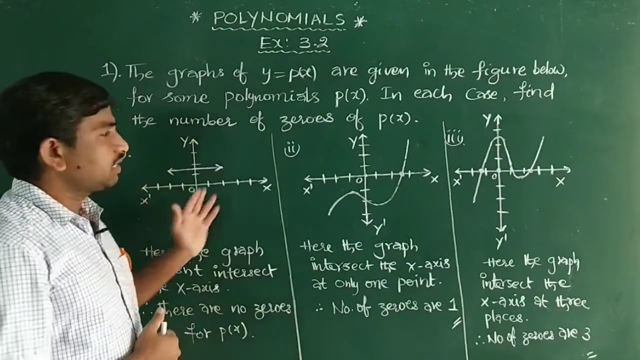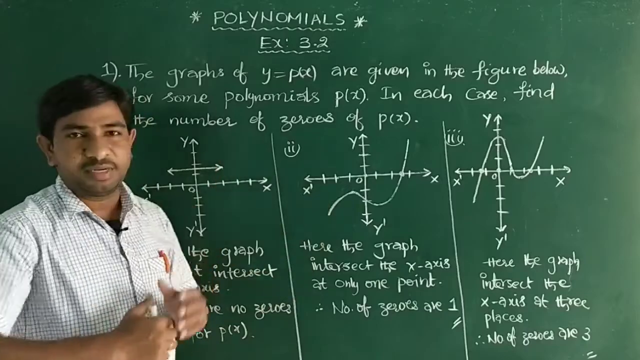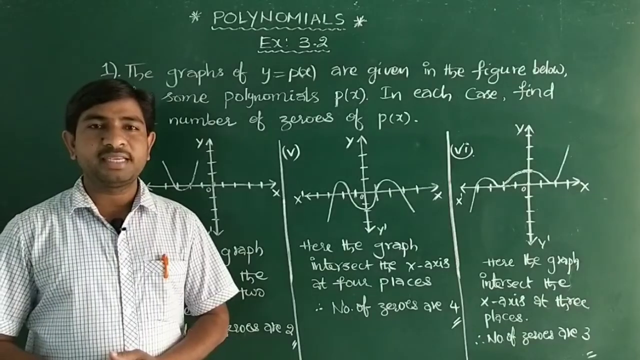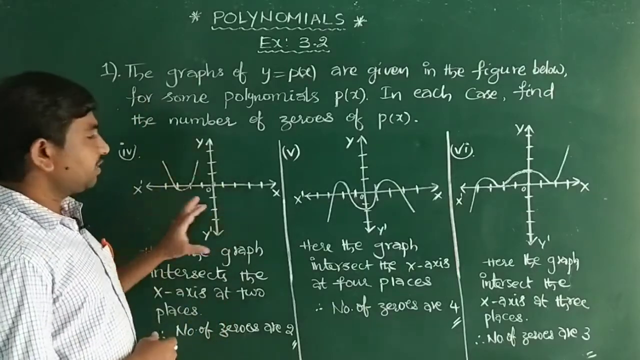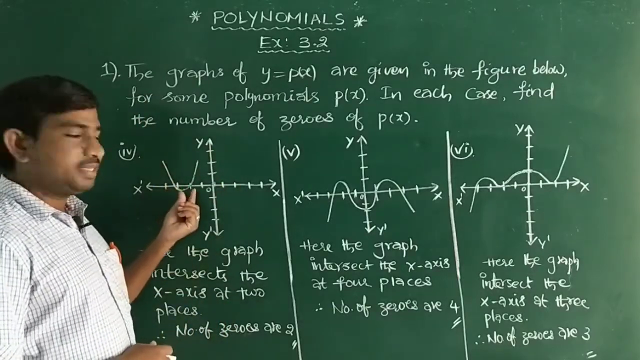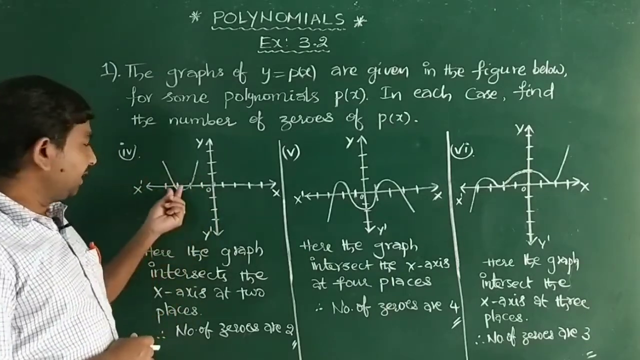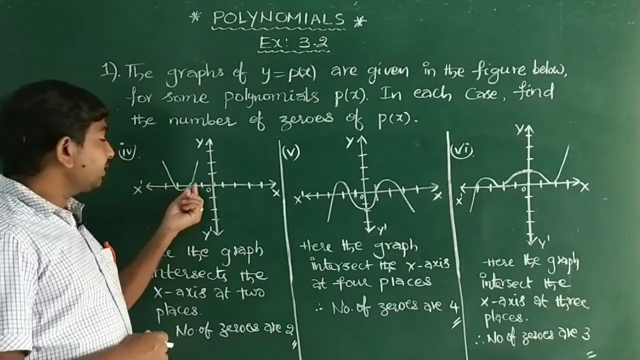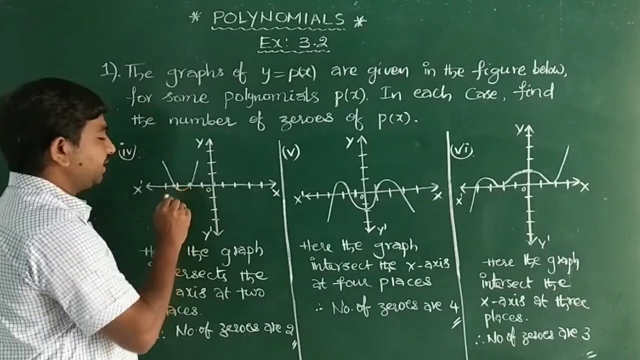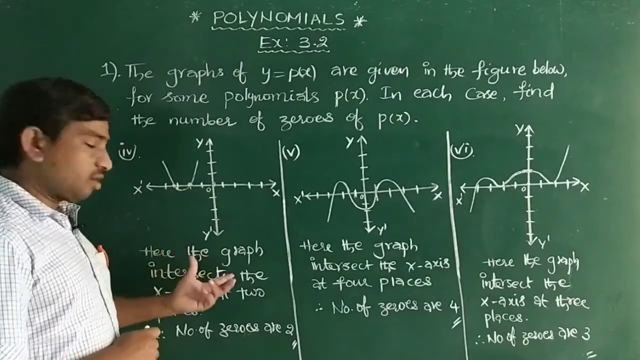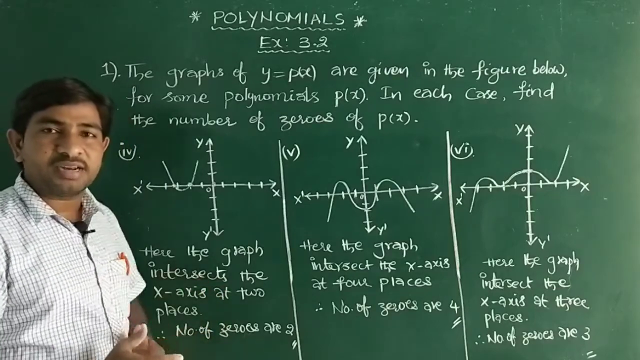Okay, so the first, second and third problems are completed. Next, we will see the fourth, fifth and sixth problems of the first bit. Now let us see the fourth problem. What is the fourth problem? Here is the graph, and the given graph on the left part of the x axis, the negative x axis, intersects the x axis at 2 places. If you observe, this is one place and this is one more place. So the graph intersects the x axis at 2 places. Therefore the number of zeros is 2.